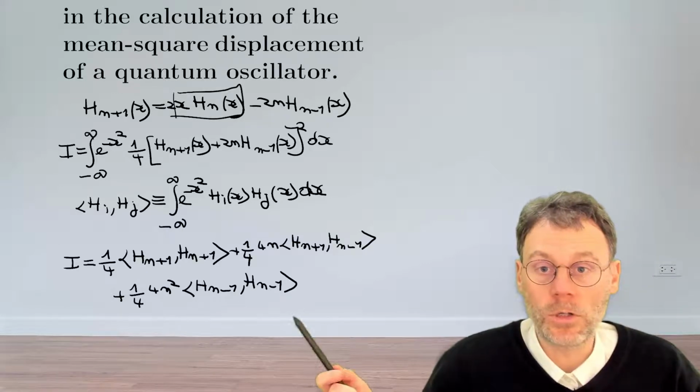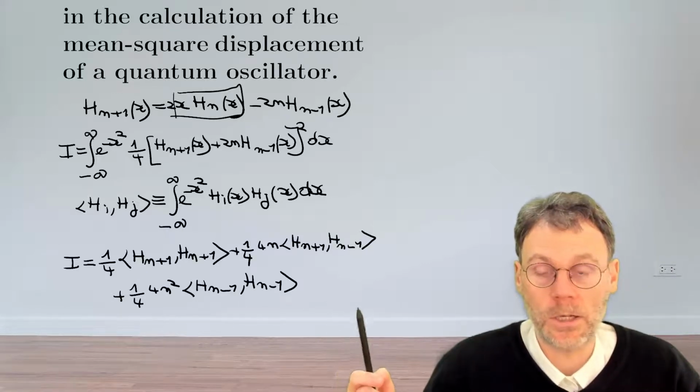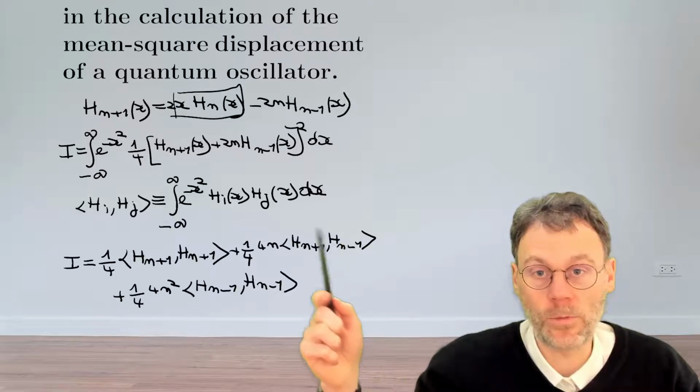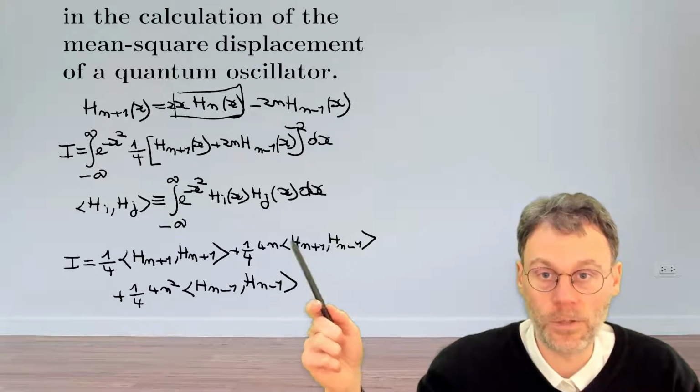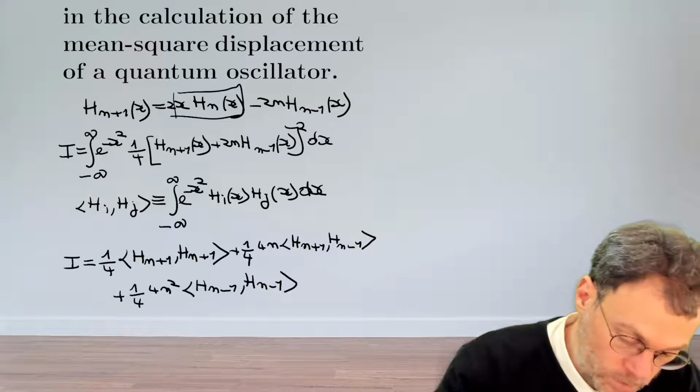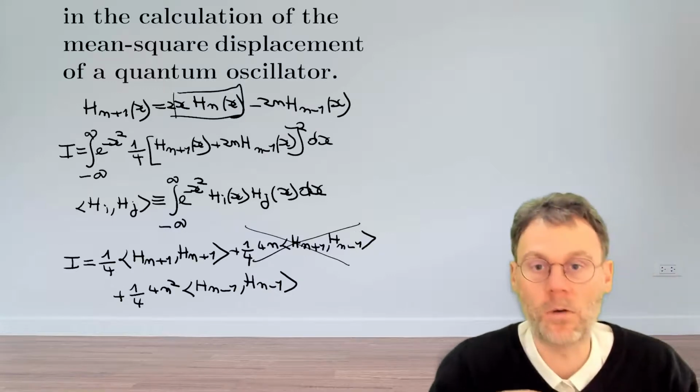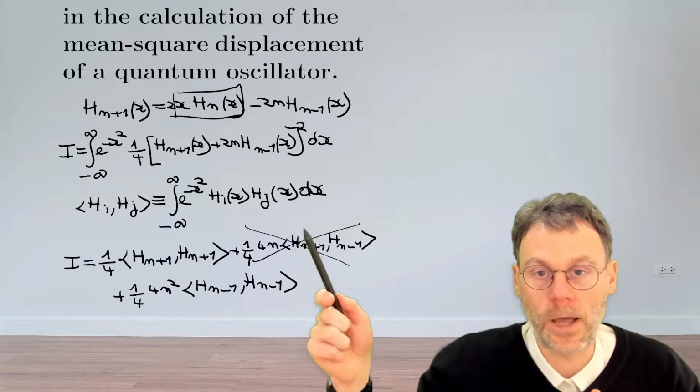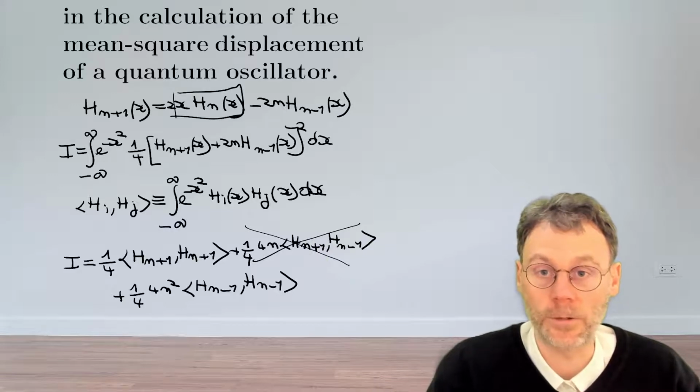Now, the good news of writing this as scalar products is that we also know that the scalar product between different orders of Hermite polynomials is 0. So we've also derived that. So we can now make use of that to annihilate that second term over here.